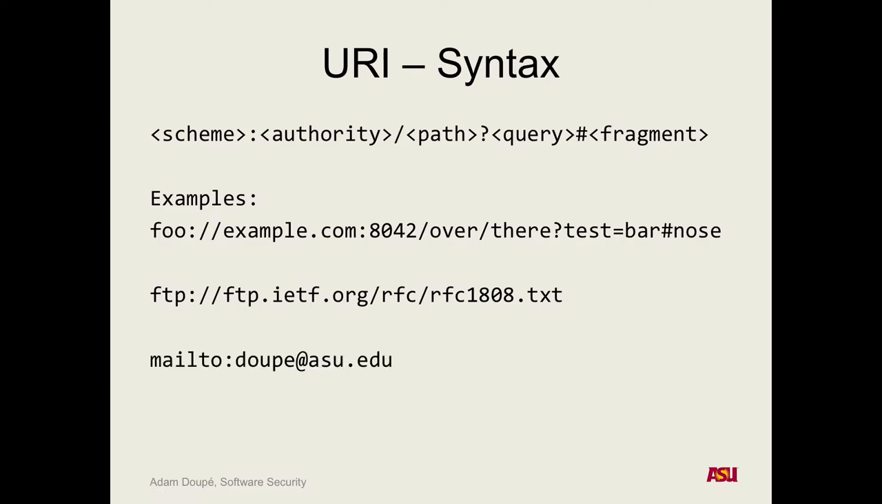You could also have things for email. So this is how you have defined an email in a URI. So here the scheme is mailto. And here the authority is dupay@asu.edu. So here the scheme is actually the one defining what the authority means. Yeah, so for here you have the slash slash on the authority. That's a good question.